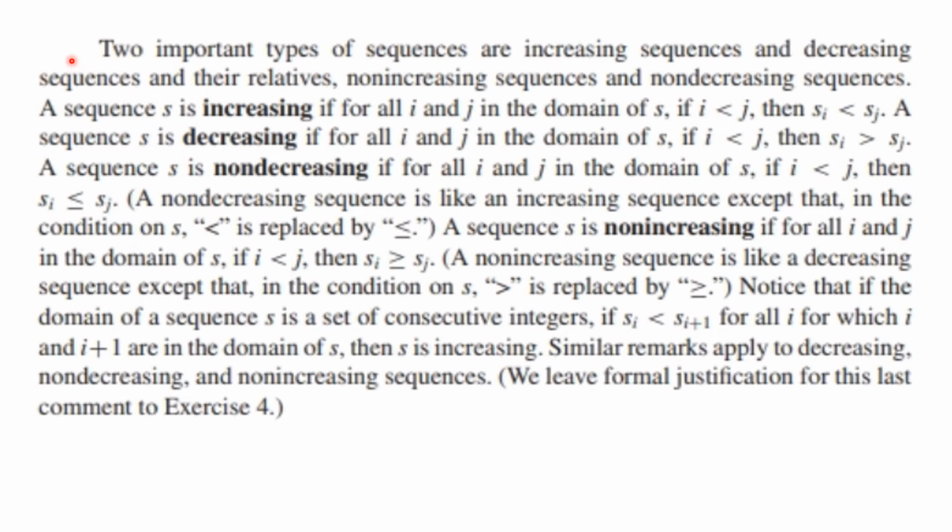Two important types of sequences are increasing sequences and decreasing sequences, and non-increasing and non-decreasing. So the definitions follow, and they look rather stilted, but they're actually kind of simple. A sequence is increasing if each subsequent element is larger than the one before. Decreasing, non-increasing and non-decreasing mean the same sort of thing, except they allow the subsequent terms to be equal.